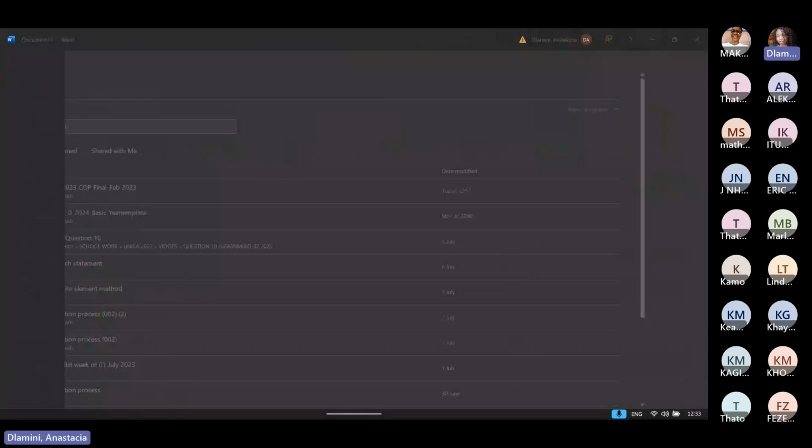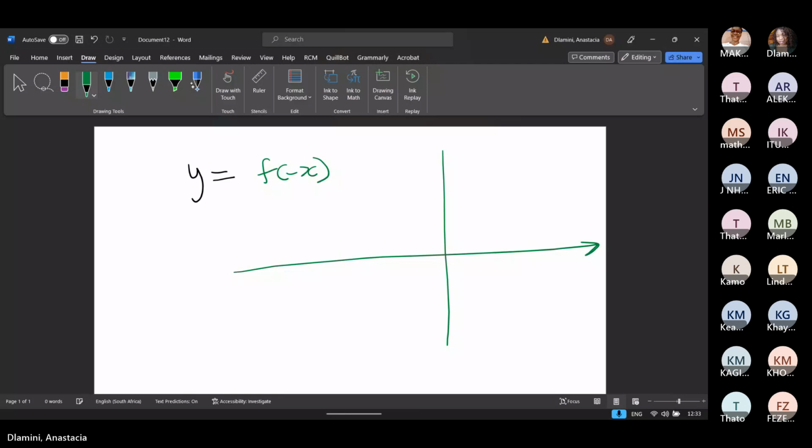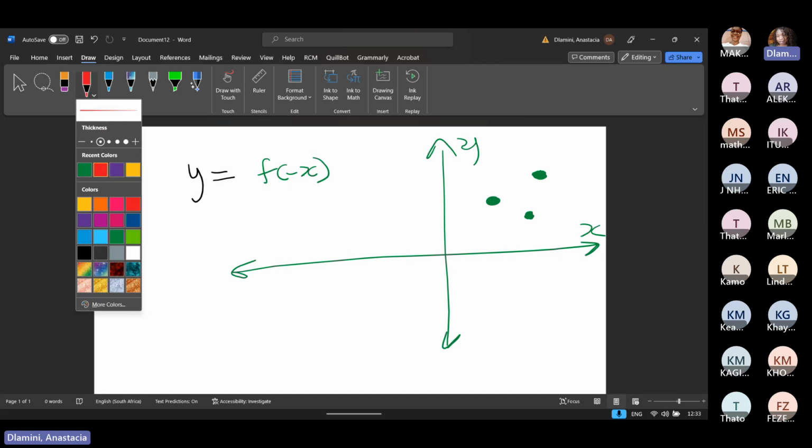Now, if we have y equals f of negative x, it means that when we draw our graph, we know that this is y and this is x. We know that our positive x values were here. You substituted and you got these points. Now they're telling you to negate your positive x values.